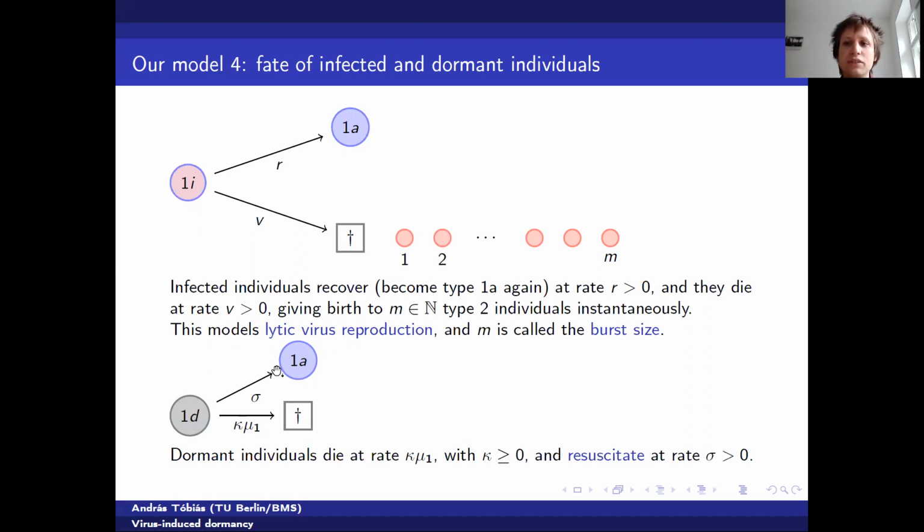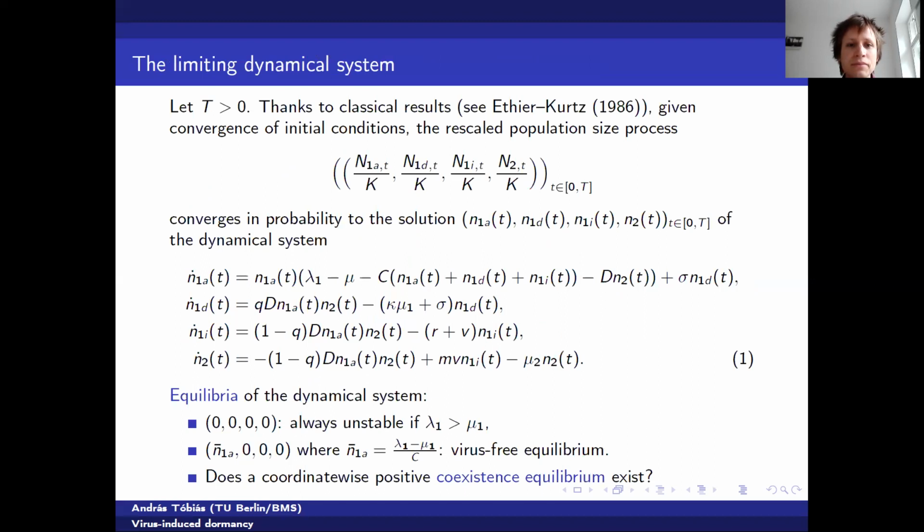This happens at rate sigma greater than 0. And they can also die. This happens at rate kappa times mu1, where mu1 was the death rate for the active individuals, and kappa, which is at least 0, is some scaling parameter for the death rate of dormant individuals.